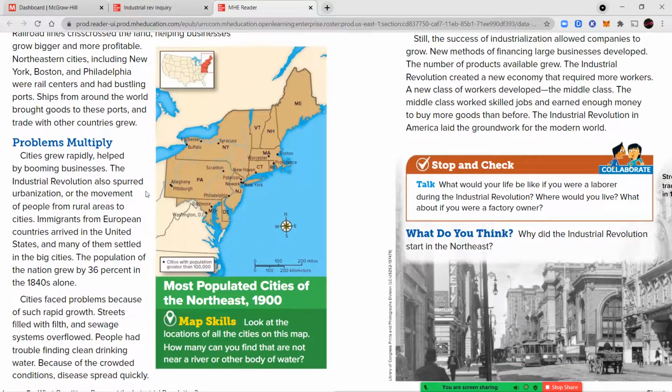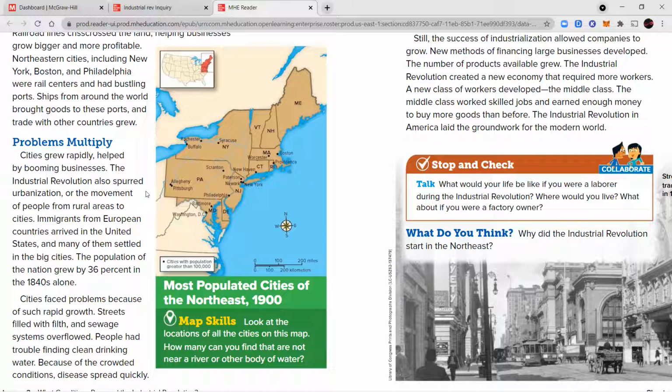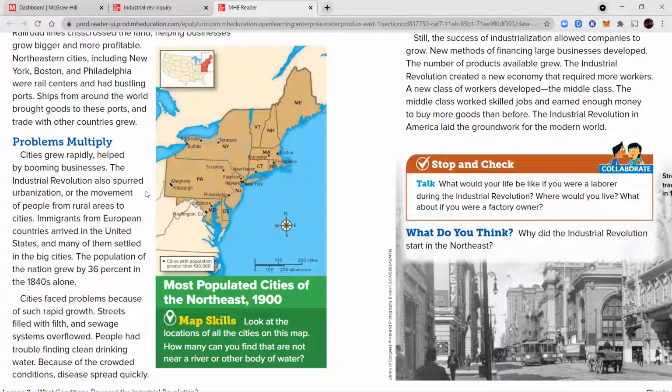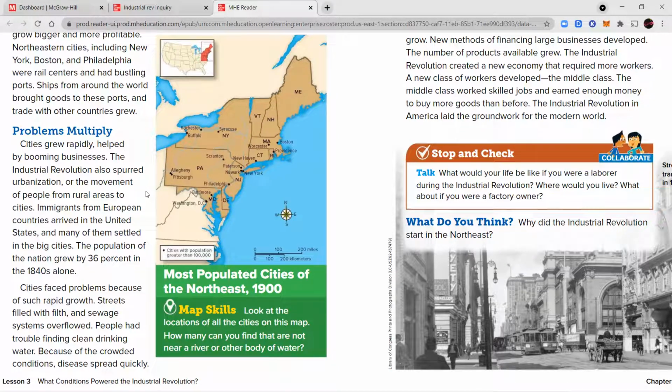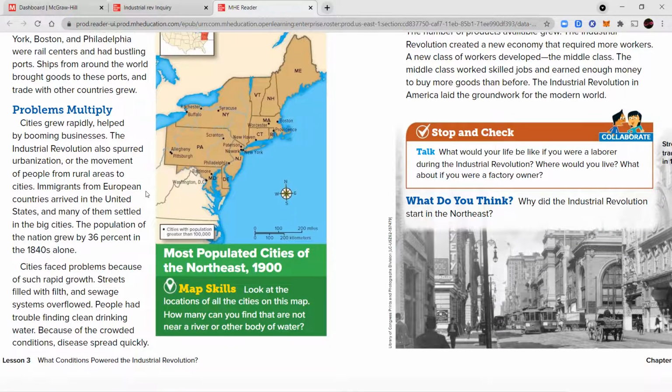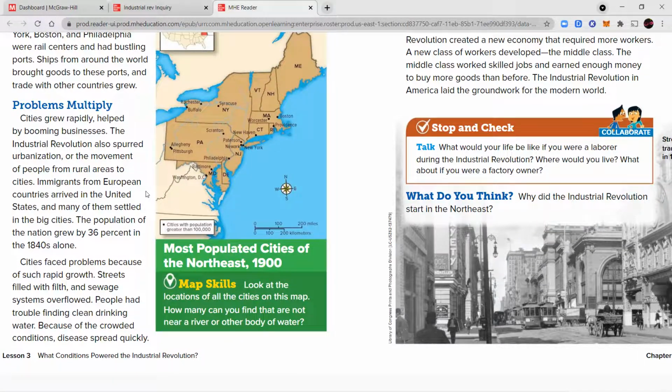Problems multiply. Cities grew rapidly, helped by booming businesses. The Industrial Revolution also spurred urbanization, or the movement of people from rural areas to cities. Immigrants from European countries arrived in the United States, and many of them settled in the big cities. The population of the nation grew by 36% in the 1840s alone. Cities faced problems because of such rapid growth.